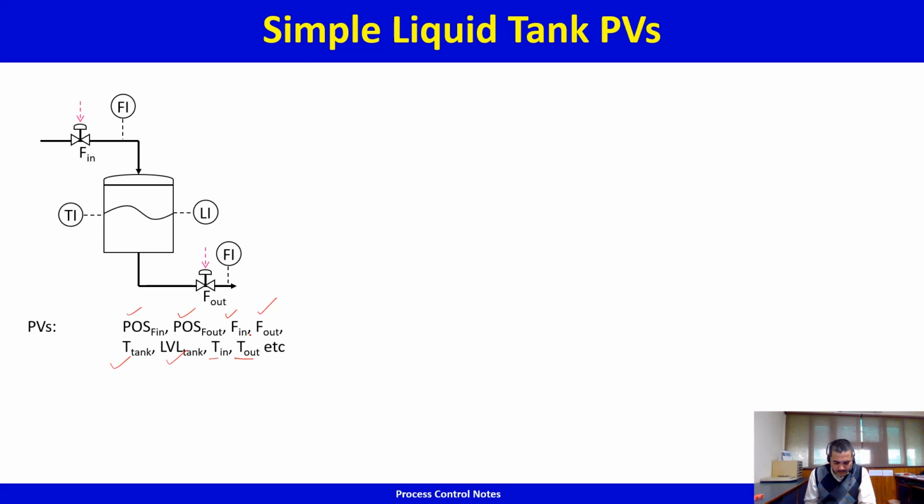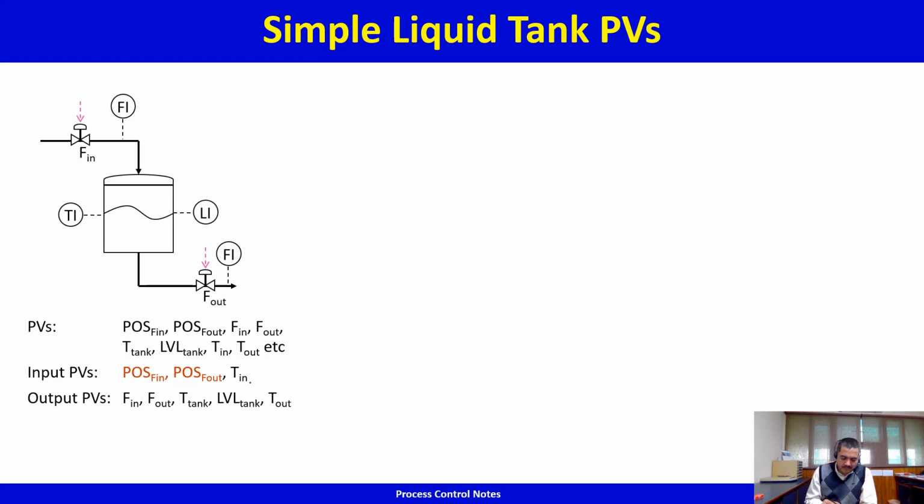Now, of these process variables, you can see the input process variables are what is being input by the operator. Those are the position of the valves F in and F out, position of F in, position of F out. There's also the temperature of the inlet stream. This position of F in and position of F out actually determines what the flow in would be and what the flow out would be. So these are input PVs.